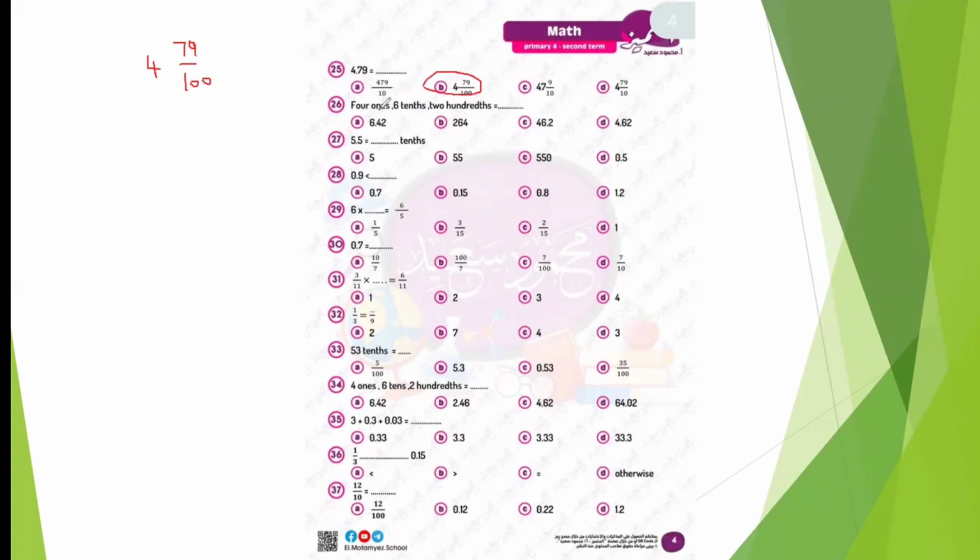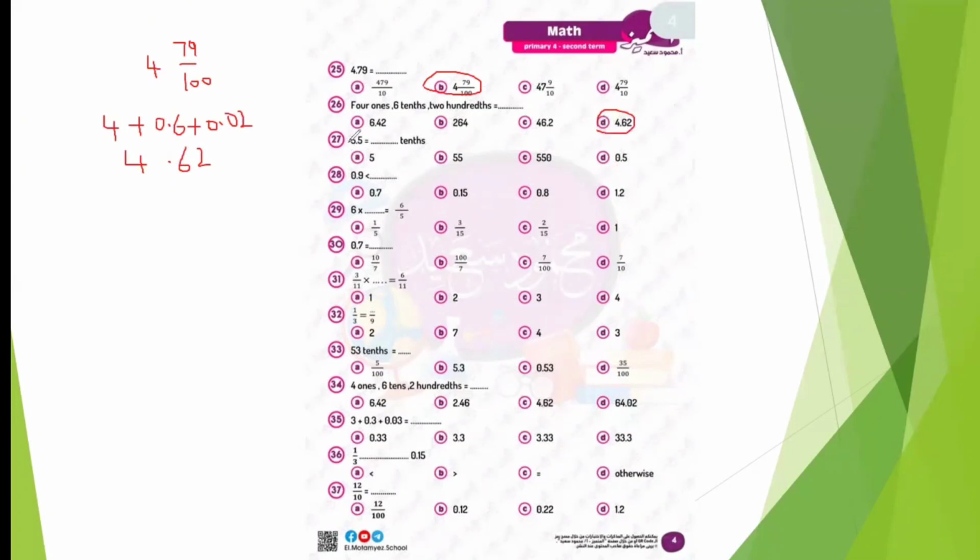26. 4 ones, 6 tenths, 2 hundredth equal. 4 ones means 4 plus 6 tenths means 0.6 plus 2 hundredth means 0.02. Put the numbers together بقى نحطهم كلهم على بعض. It will be 4 the whole number, then 6 and 2. So the answer is 4.62, D.